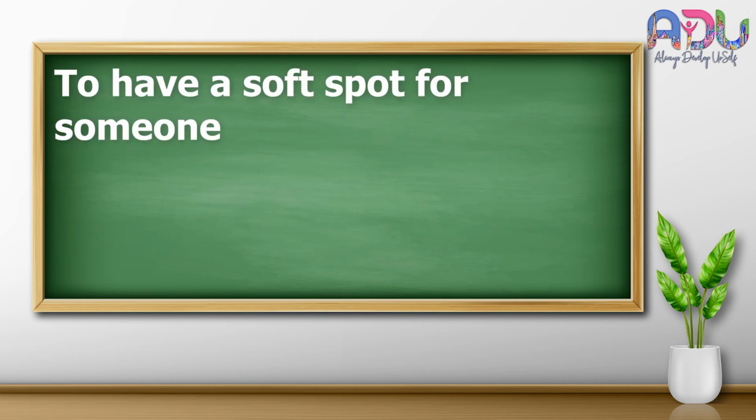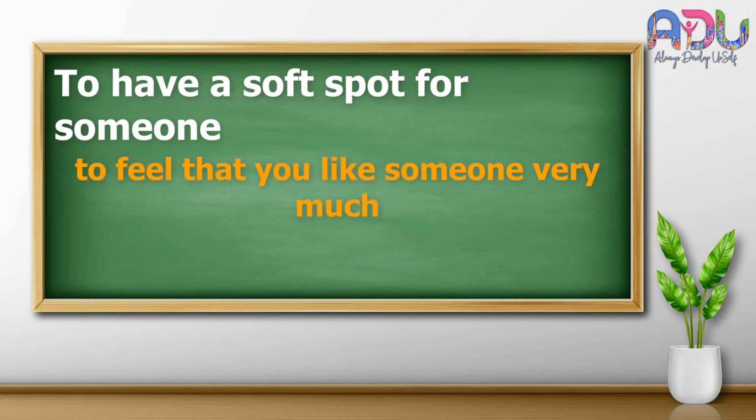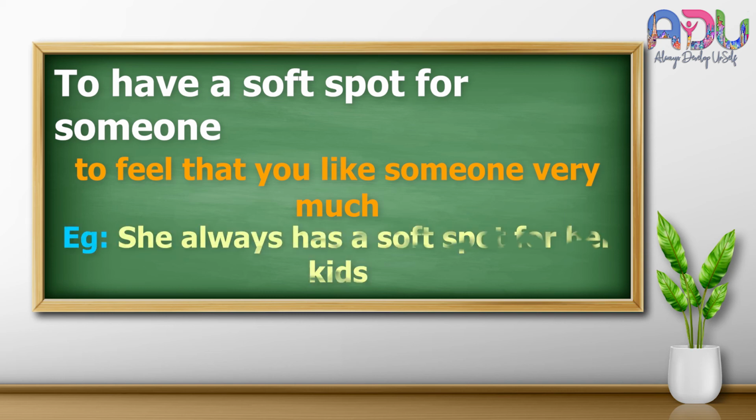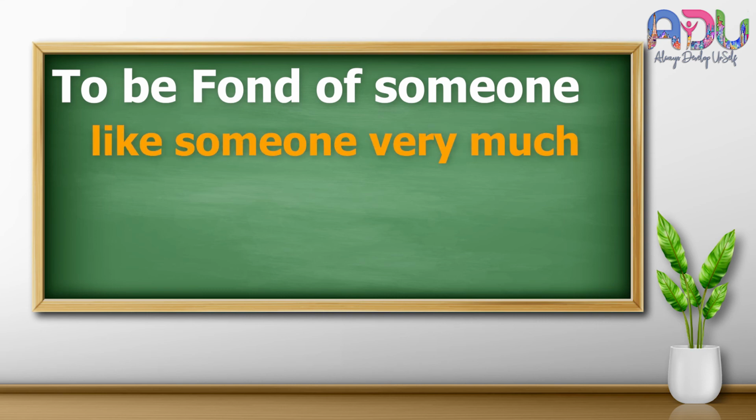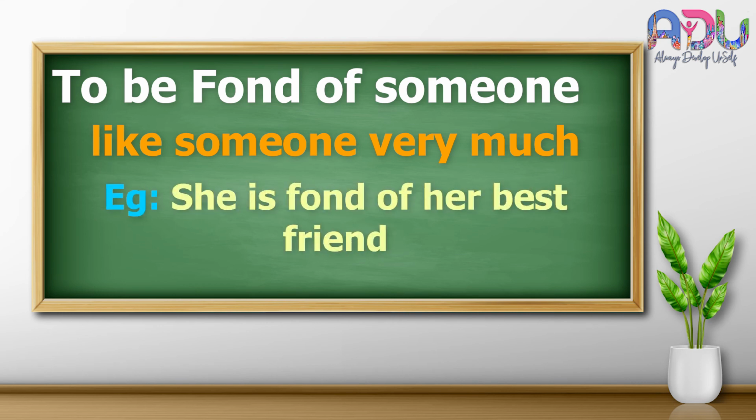58. To have a soft spot for someone. To have a soft spot for someone is to feel that you like someone very much. For example, she always has a soft spot for her kids. 59. To be fond of someone. To be fond of someone is to like someone very much. For example, she's fond of her best friend.